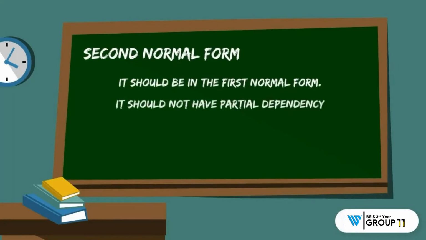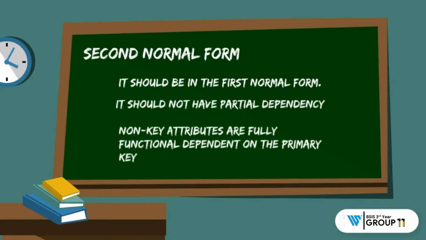Second normal form. It should be in the first normal form. It should not have partial dependency. Non-key attributes are fully functionally dependent on the primary key.